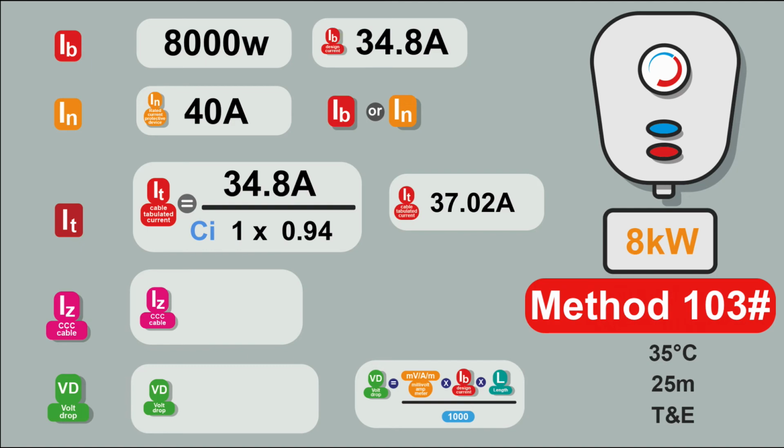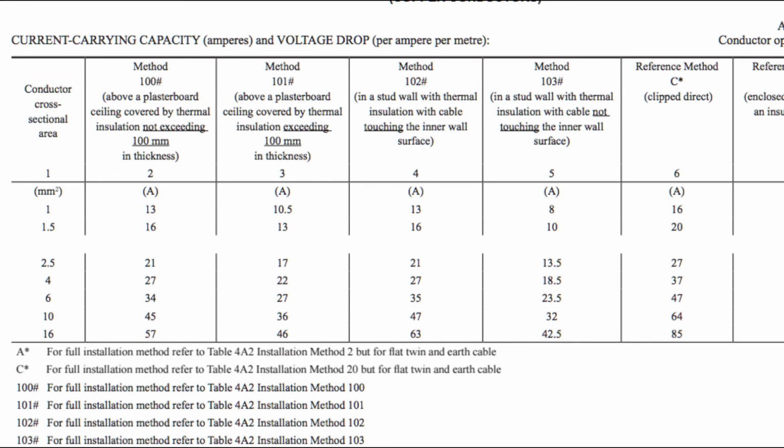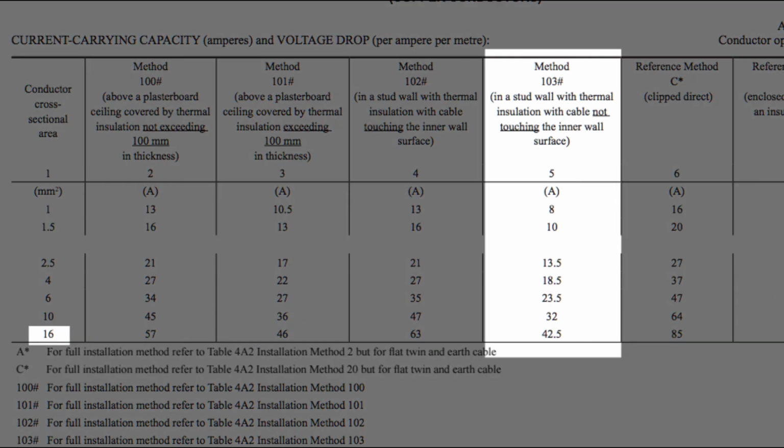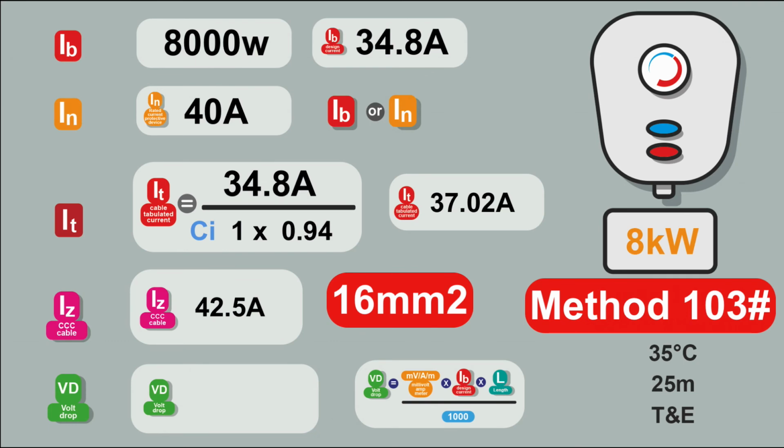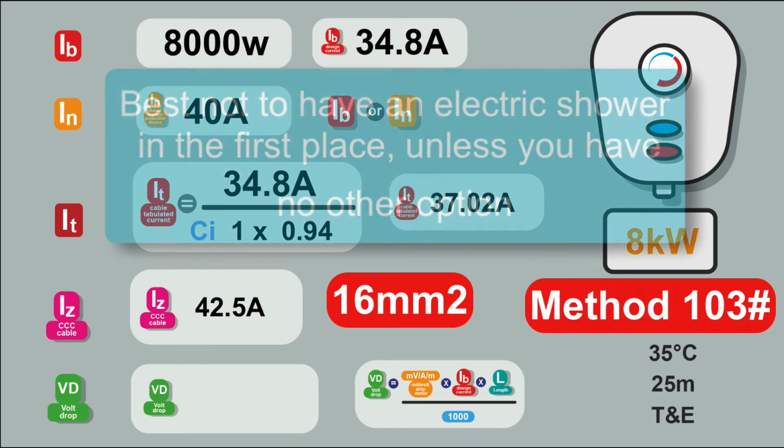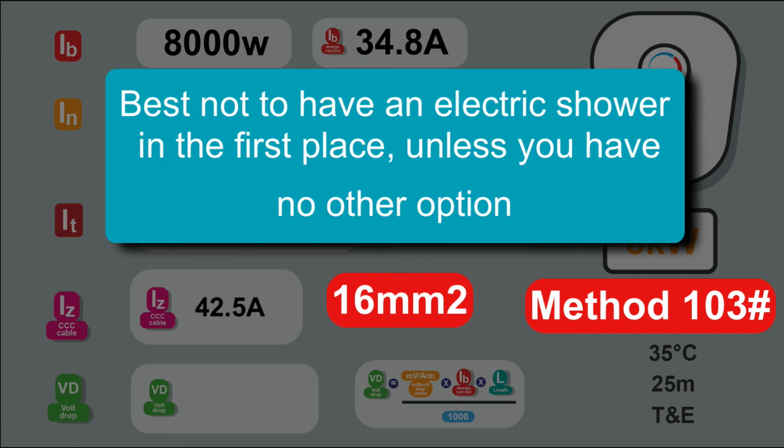So in table 4D5, we need to look up 37.02 amps and see which cable can carry that current. And as you can see, method 103, the only cable we can use is a 16mm squared cable, which can carry 42.5 amps. Now 16mm squared cable, that's a hefty cable, but the problem is actually terminating it. You generally have some isolation for electric showers. It's often a pull cord on the ceiling, and getting a 16mm cable into a back box is just not practical. The termination has got to be so difficult, it could actually become a risk in itself. Sometimes you just have to think of a different way of doing things.